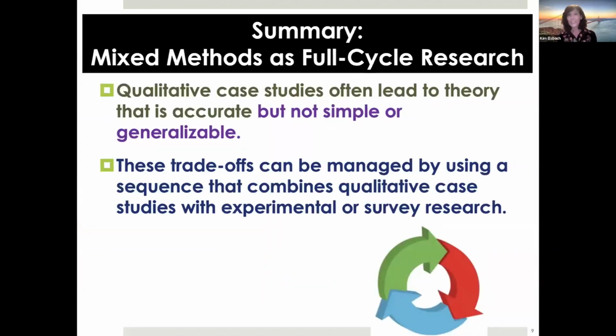I'm not going to go into details on those studies because you can read them yourself. But in summary, I just wanted to propose that full cycle research is great for managing trade-offs that you get when you use a single method. Specifically, if you're using qualitative case studies, you often can build theory that's very accurate, but not simple or generalizable. And you can manage those trade-offs by sequencing qualitative research with quantitative experimental studies or surveys. Thank you.